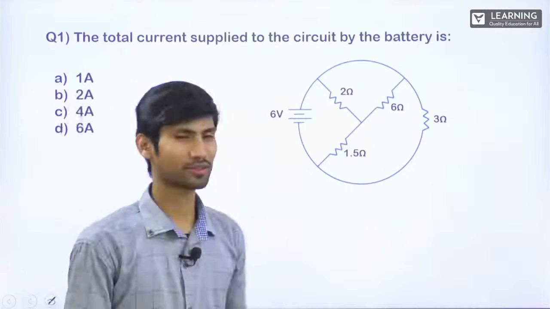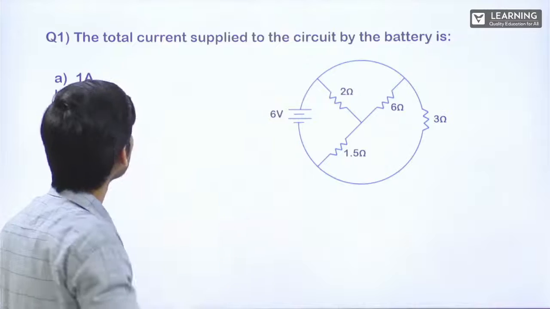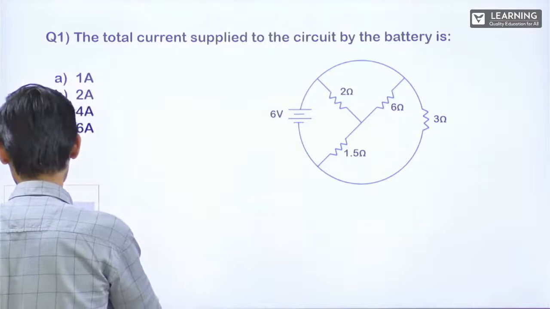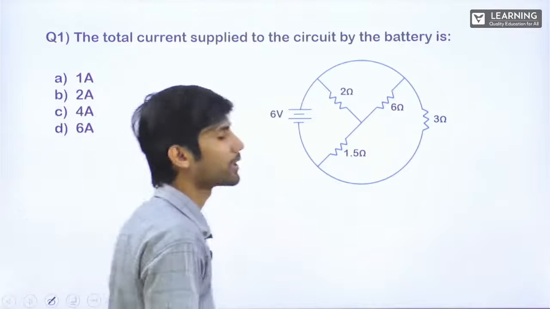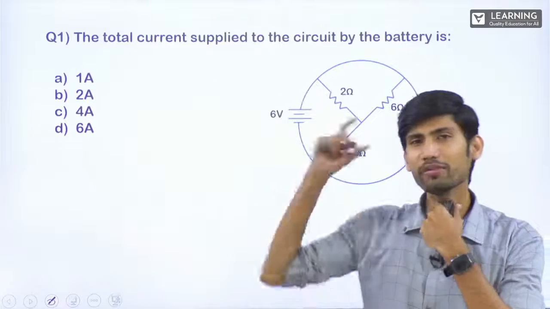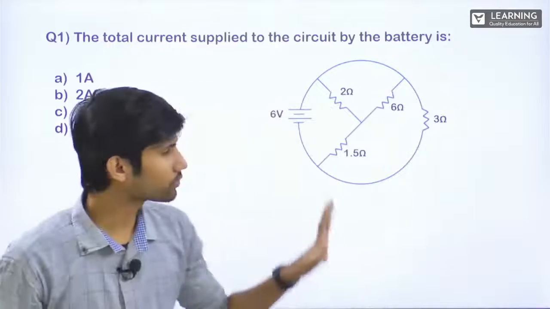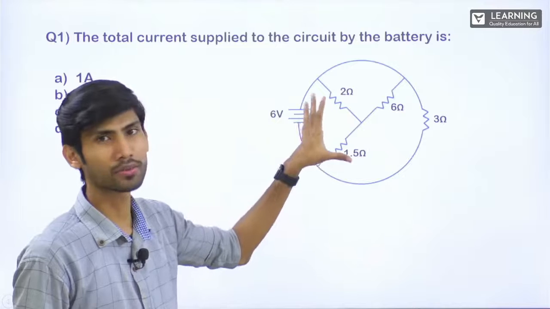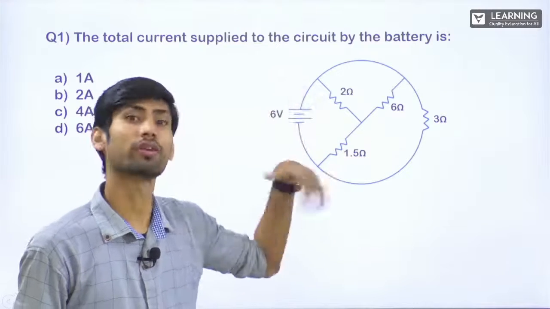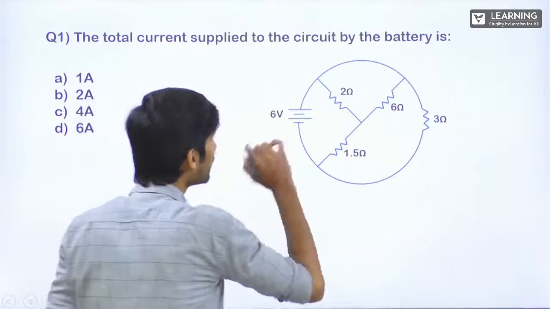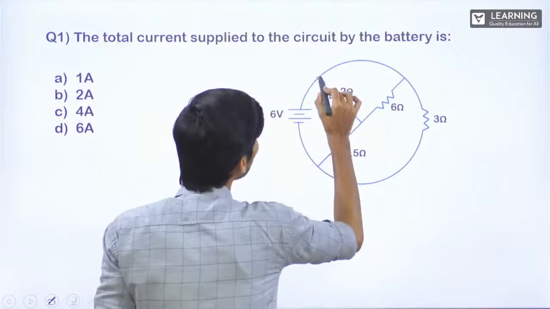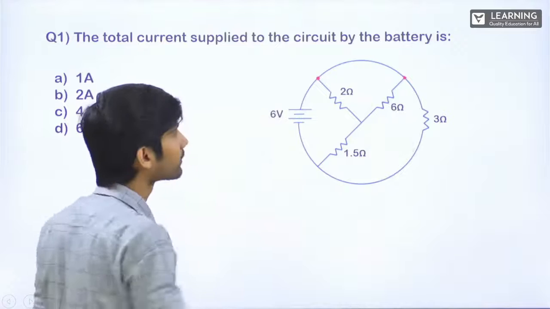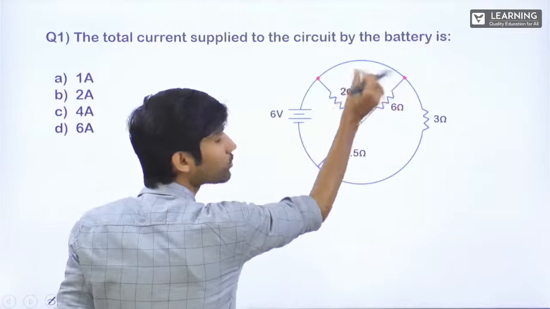So here goes the first question. It says the total current supplied to the circuit by the battery is, you have to find the total current supplied to the circuit by the battery. So whenever you see a circuit like this, don't get confused with the shape. It is like a normal circuit only. Okay, if it is made a circle, that doesn't mean it's a different kind of circuit which you have never studied. All right. If you see here, this particular point and this particular point, both are at same potential. Correct? This is basically short circuit. I can join these 2 points.